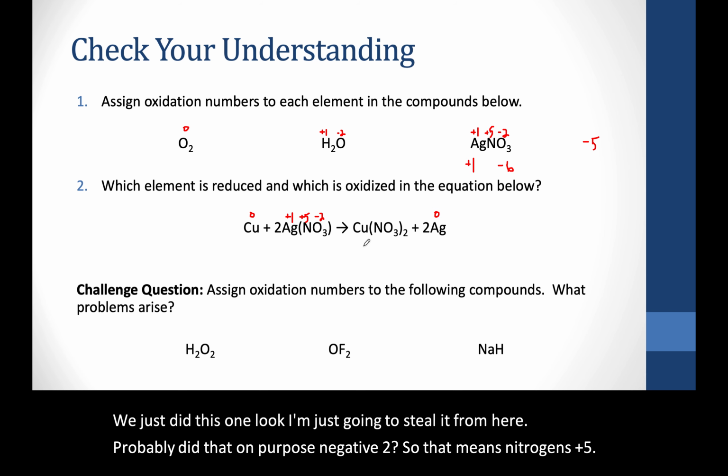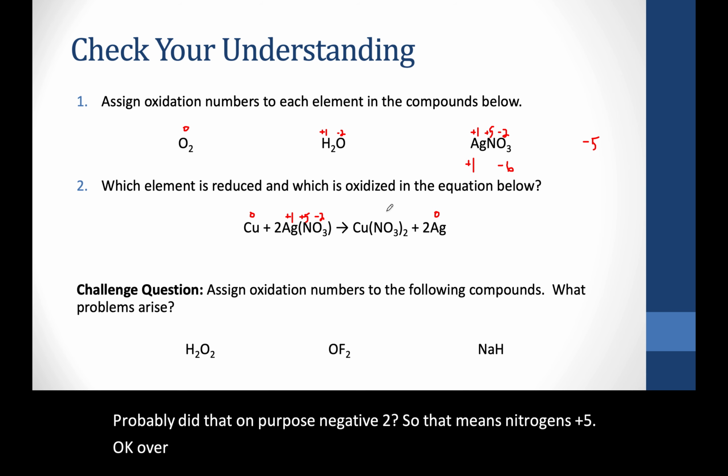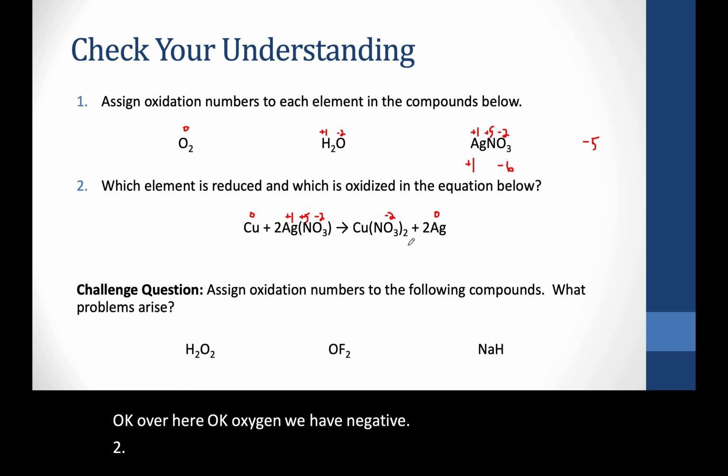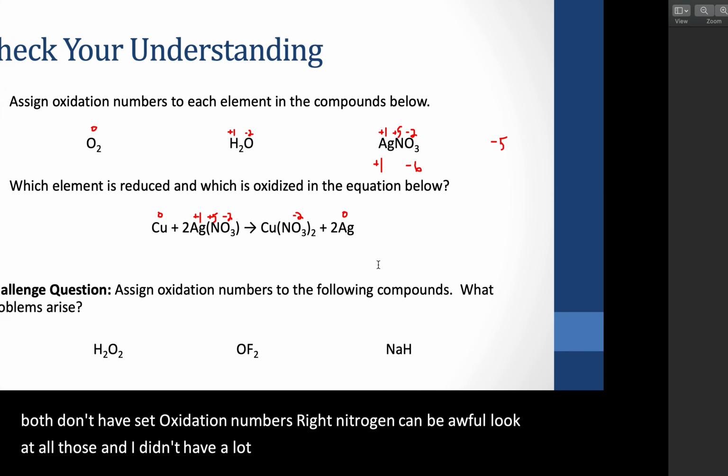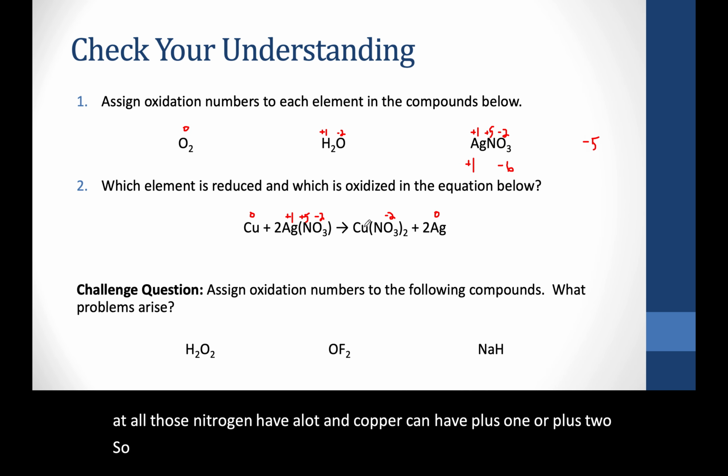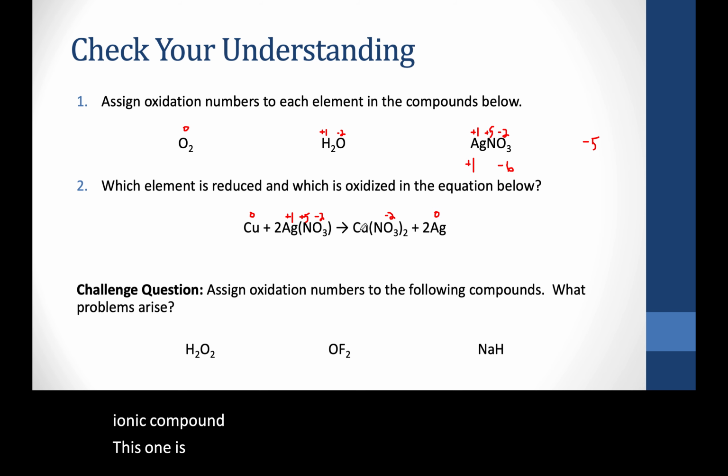Okay, over here, oxygen we have -2. And here's one of those examples where copper and nitrogen both don't have set oxidation numbers. Nitrogen can have a lot, and copper can have +1 or +2. So how do we know if copper is +1 or +2? Look at the ionic compound. This one's pretty tricky, actually.